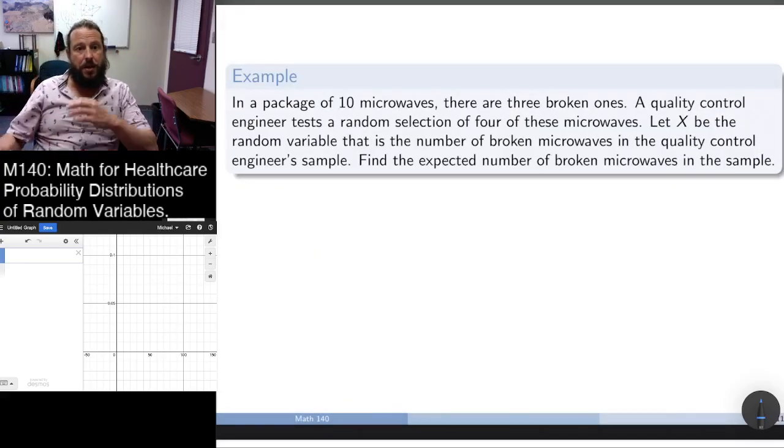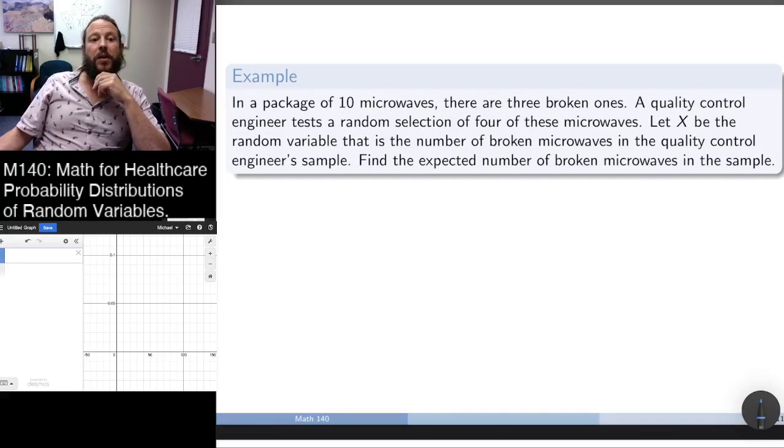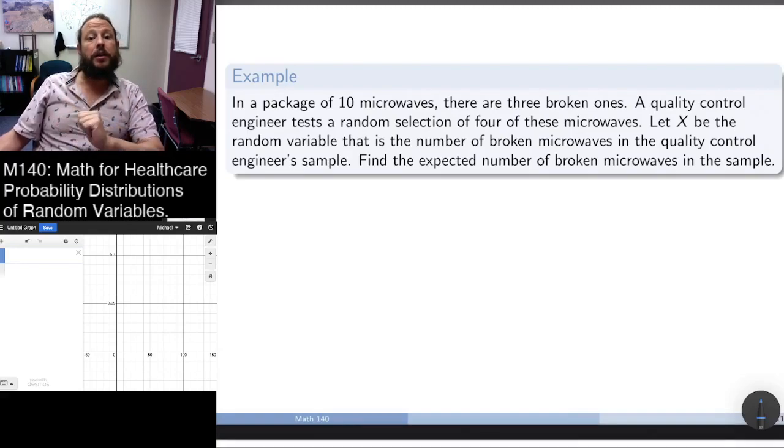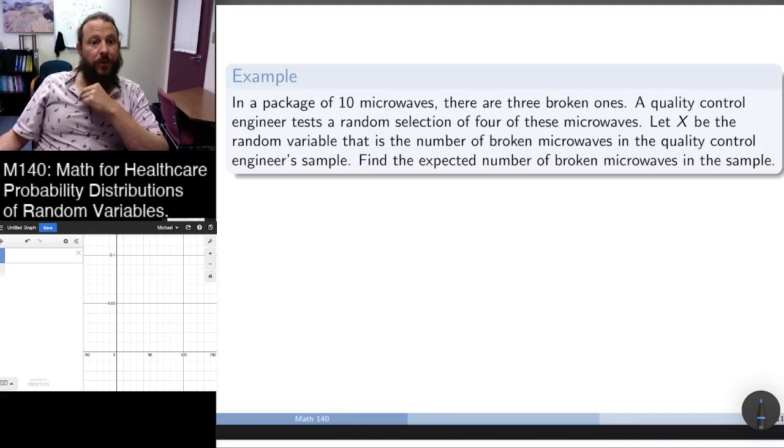We got a package of 10 microwaves. There are 3 broken ones. A quality control engineer tests a random selection of 4 of these microwaves. We're going to let X be the random variable that is the number of broken microwaves in the quality control engineer's sample. Notice I'm defining my random variable there. Now, we want to find the expected number of broken microwaves in the sample. Well, we need the probability distribution before we find that expected value.